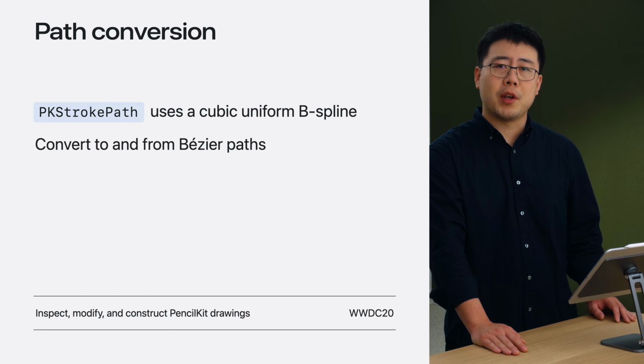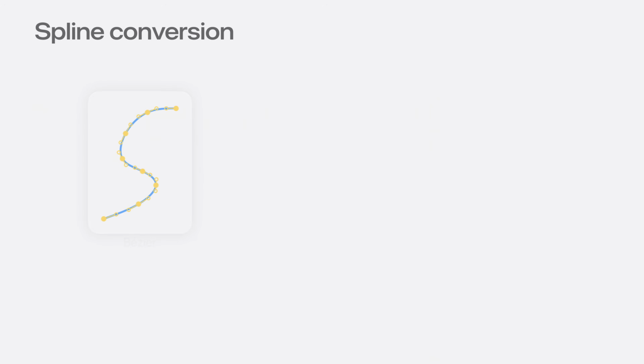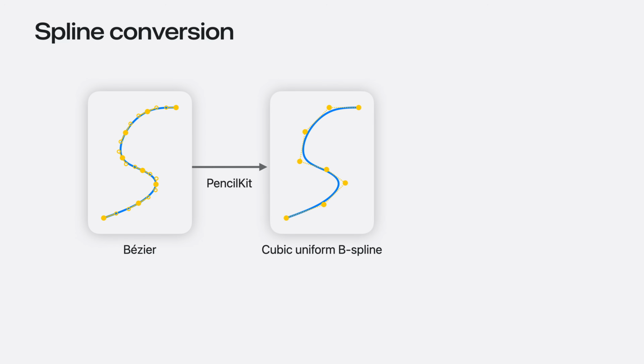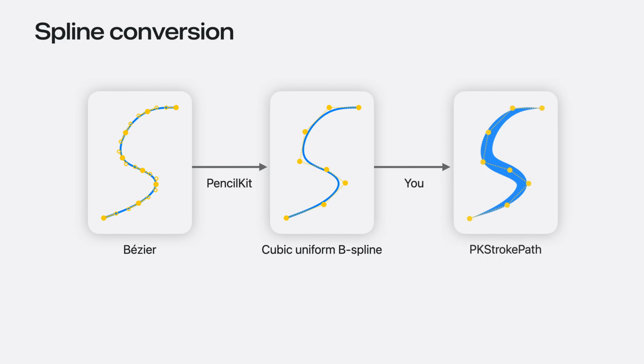B-splines are a great representation for drawing, but are less common than Bezier paths. In iOS 27, PK stroke paths support conversion between the two. When converting a path, PencilKit handles the geometry. Bezier paths don't carry PencilKit properties like size, opacity, or force, so you need to provide those for each control point.